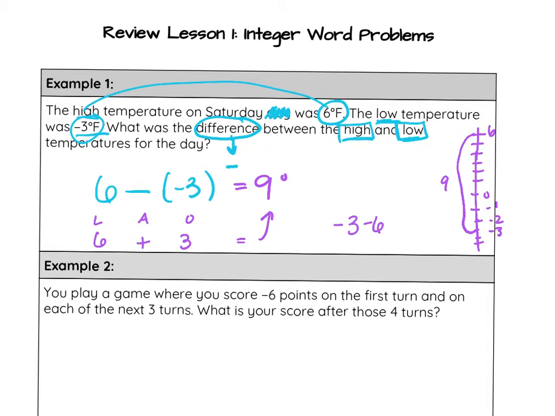-3 minus 6, which gives me -9. There are not -9 degrees between them. There are 9 degrees. Okay, you can't have a negative amount, you can have a negative temperature.